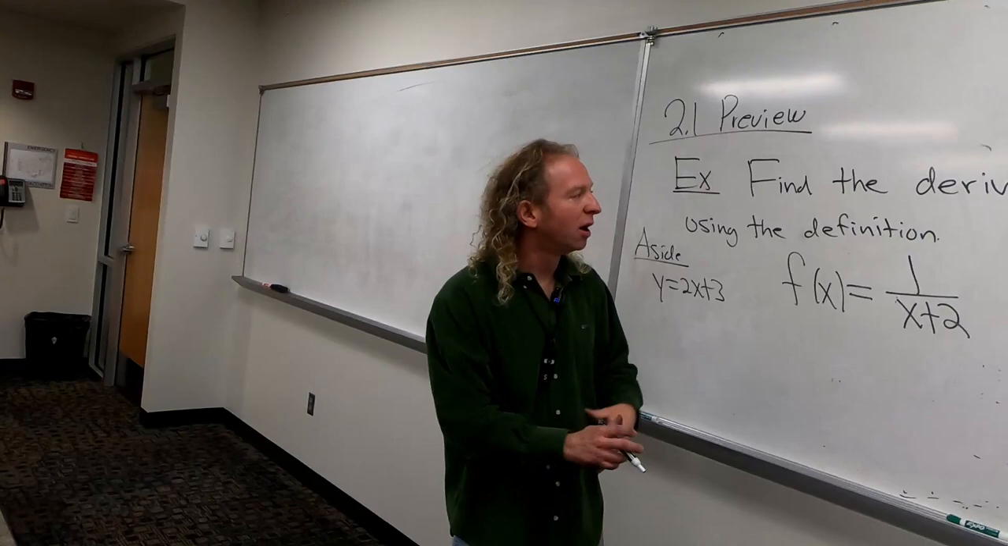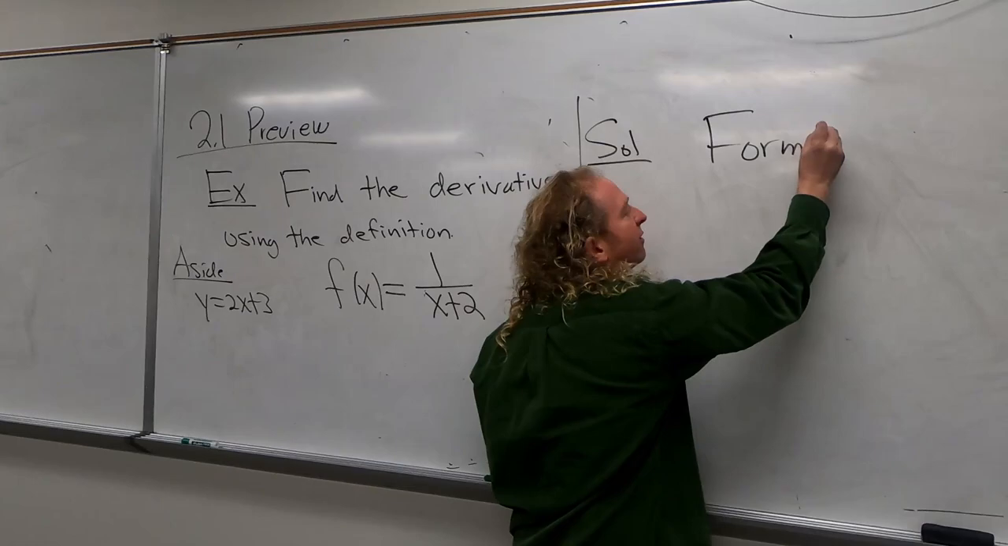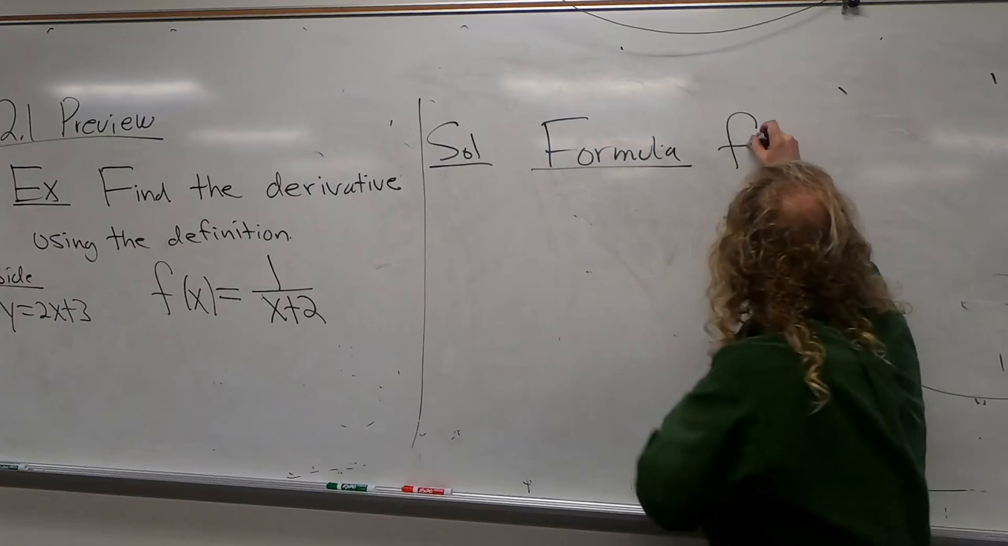So the formula for the derivative is f, and then you put a symbol here. It's f prime, P-R-I-M-E, like prime.